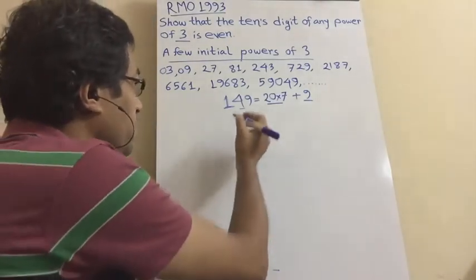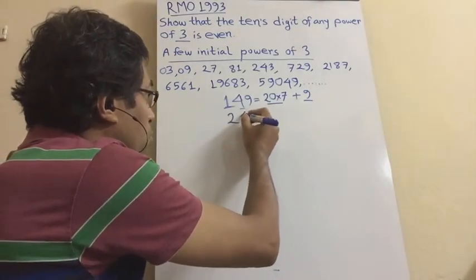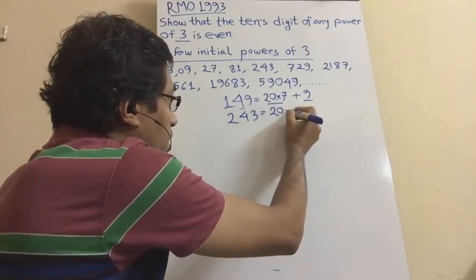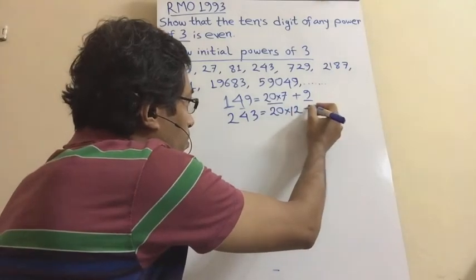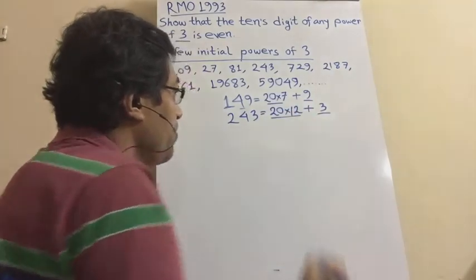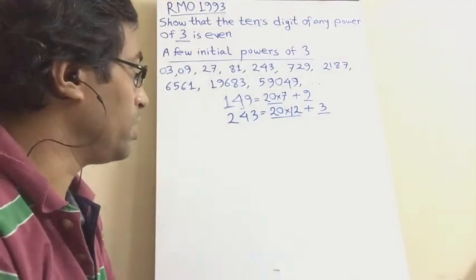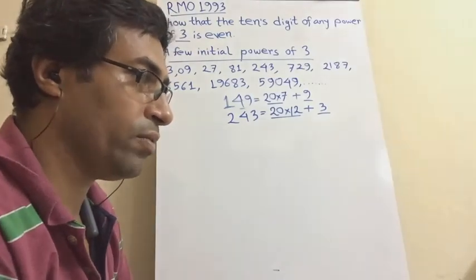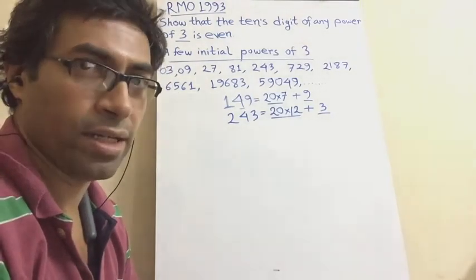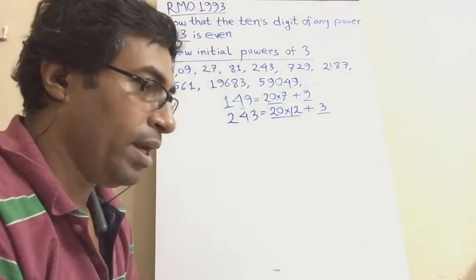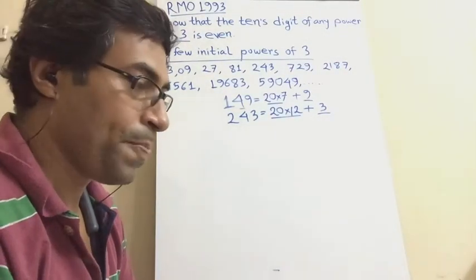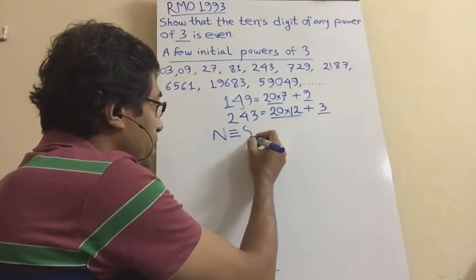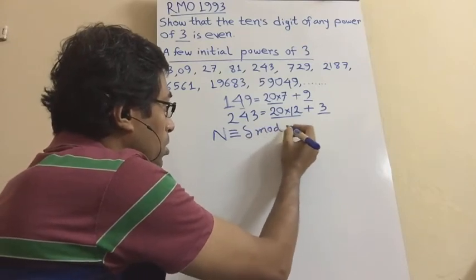You can take another example, let's say 243. It can be written as 20 into 12 plus 3. Again you see 243 is basically a multiple of 20 plus a single digit. In fact, in mathematical notation we can write that any positive integer n which has an even digit at the tens digit place will be congruent to a single digit delta mod 20.